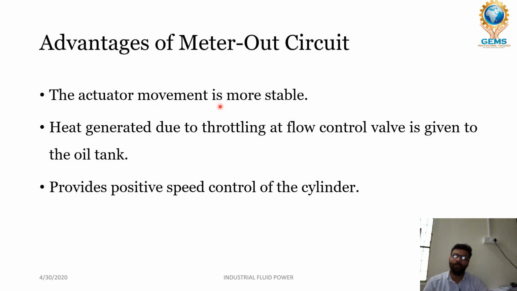The actuator movement is more stable. In a meter in circuit, the heat generated due to throttling at the flow control valve is given to the load. But in the meter out circuit, because the flow control valve is kept in the return position, when the oil is coming out, the heat generated due to throttling, this hot oil, goes back to the oil tank. It also provides positive speed control of the cylinder.